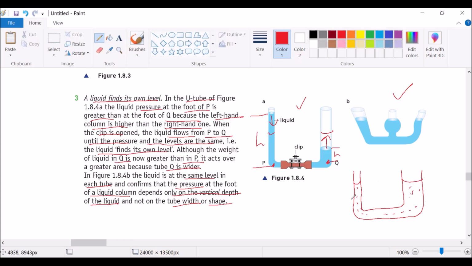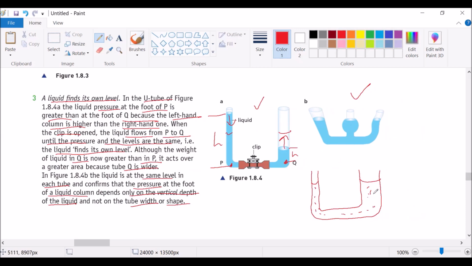The weight in here is greater than the weight in there. But the pressure is the same because here we have a large surface area on which the liquid acts. Here we have a smaller surface area on which the liquid acts. So pressure is equal to force over area. In this one, the weight is the force, it is greater, and also there is a greater area. So this will compensate. In this one, the weight is small, and the area also is low.